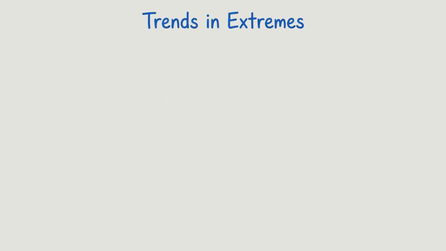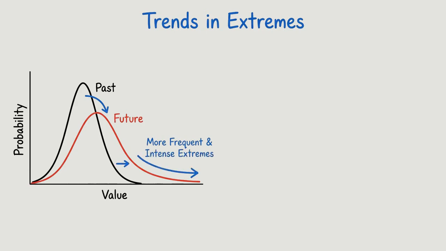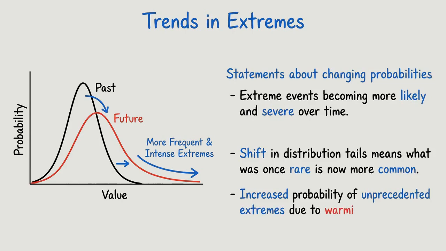Trends in averages are not trends in extremes. Annual maximum temperatures or rainfall totals are modeled with extreme value distributions. To study climate change, those distributions must be non-stationary, with parameters that evolve over time or with a climate covariate. This is how you make statements about changing probabilities, not just changing means.